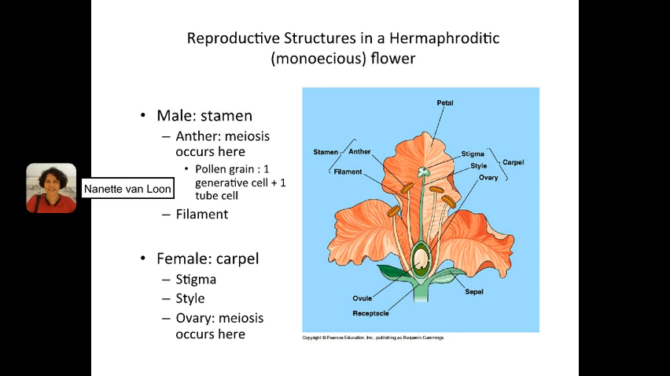Being hermaphroditic, then, this flower can produce both sperm cells and egg cells. The egg cells are produced in the ovary, and the sperm cells are produced in the anthers. We didn't talk about this term, monoecious. Monoecious refers to both sexes being in a single flower. Monoecious means one house. Plants that have the two sexes separately are dioecious. A couple of examples of dioecious plants are corn and papaya.